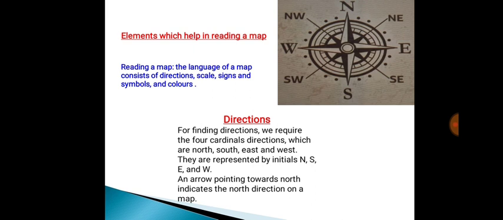Now directions. For finding directions, we require the four cardinal directions, which are north, south, east and west. They are represented by initials N, S, E and W, all four directions in capital letters. An arrow pointing towards north indicates the north direction on a map.